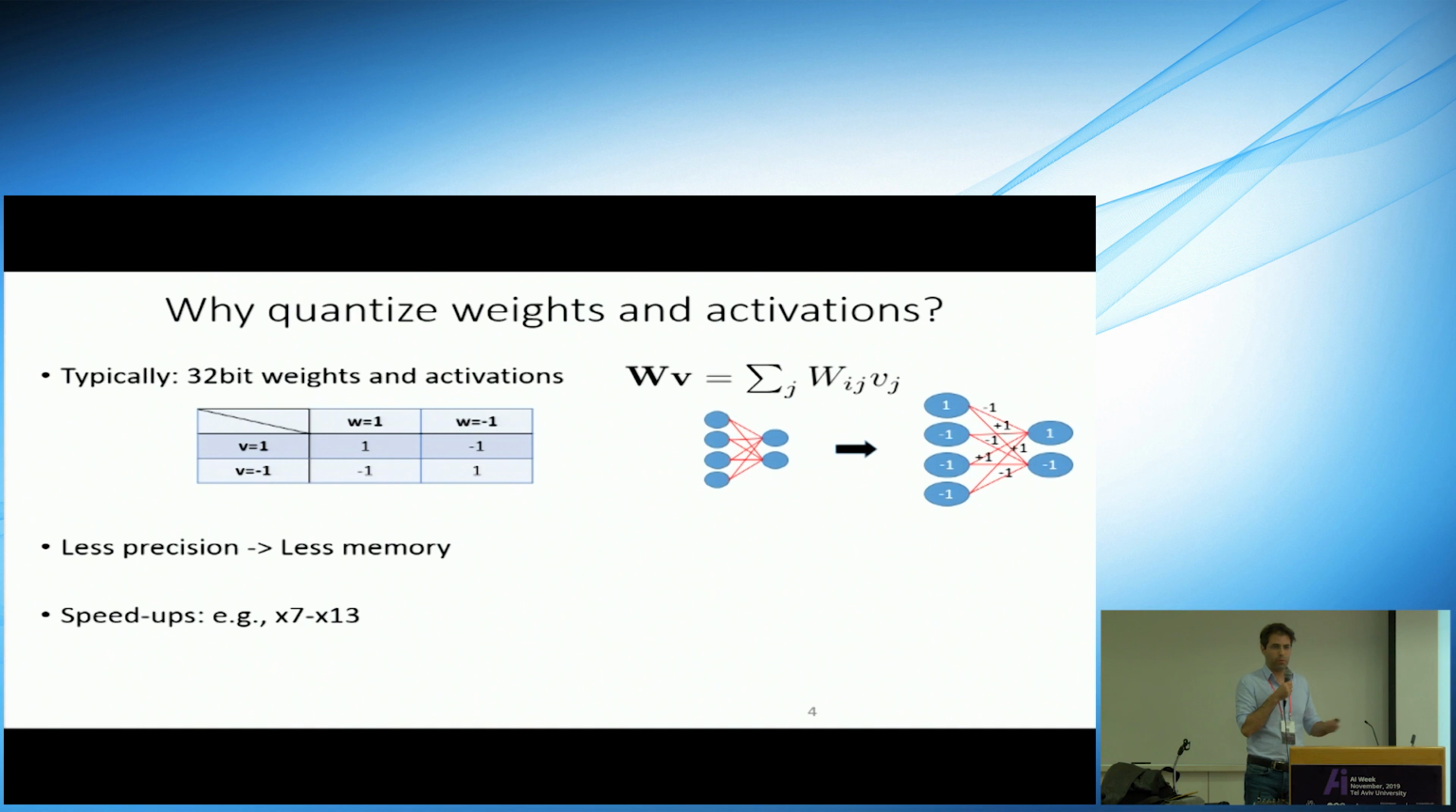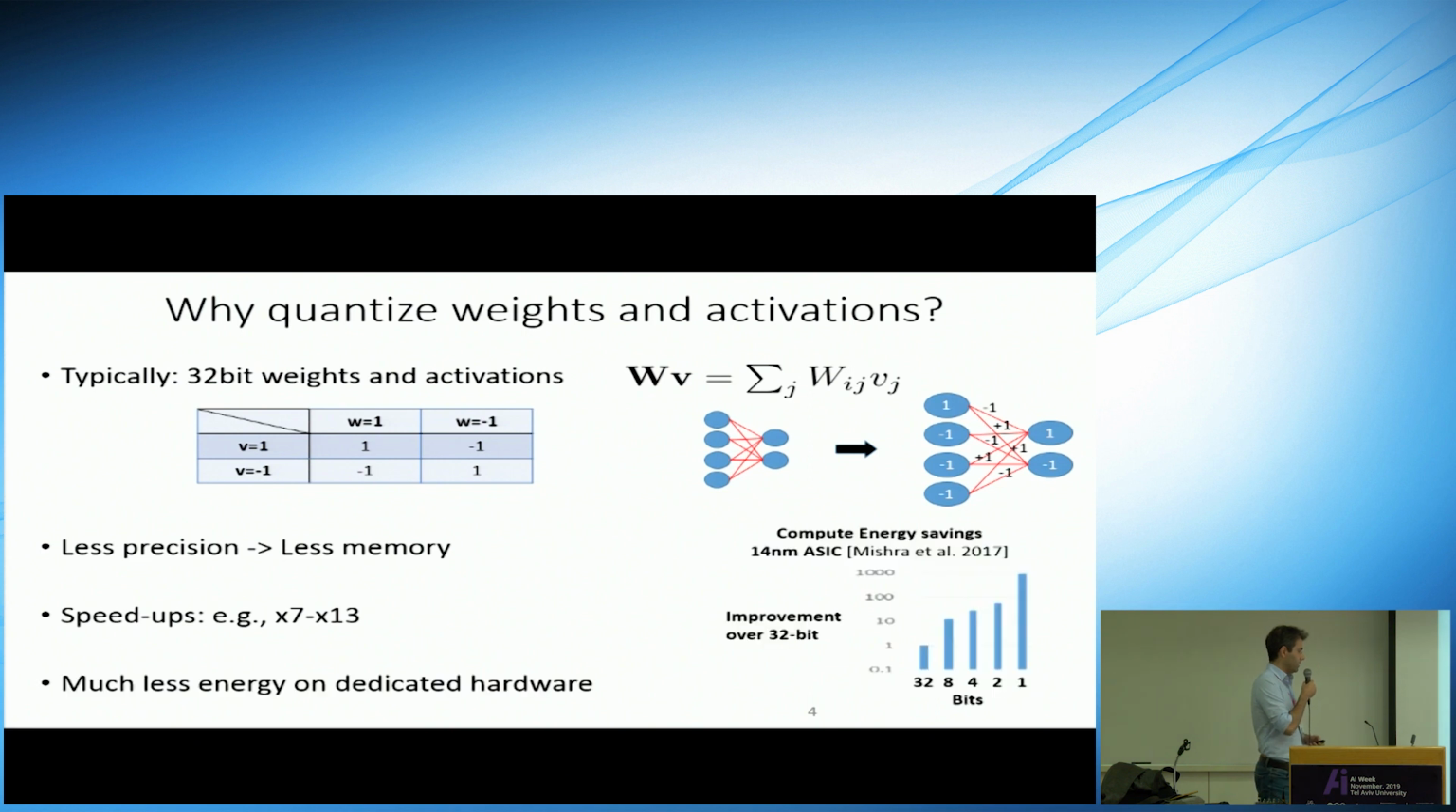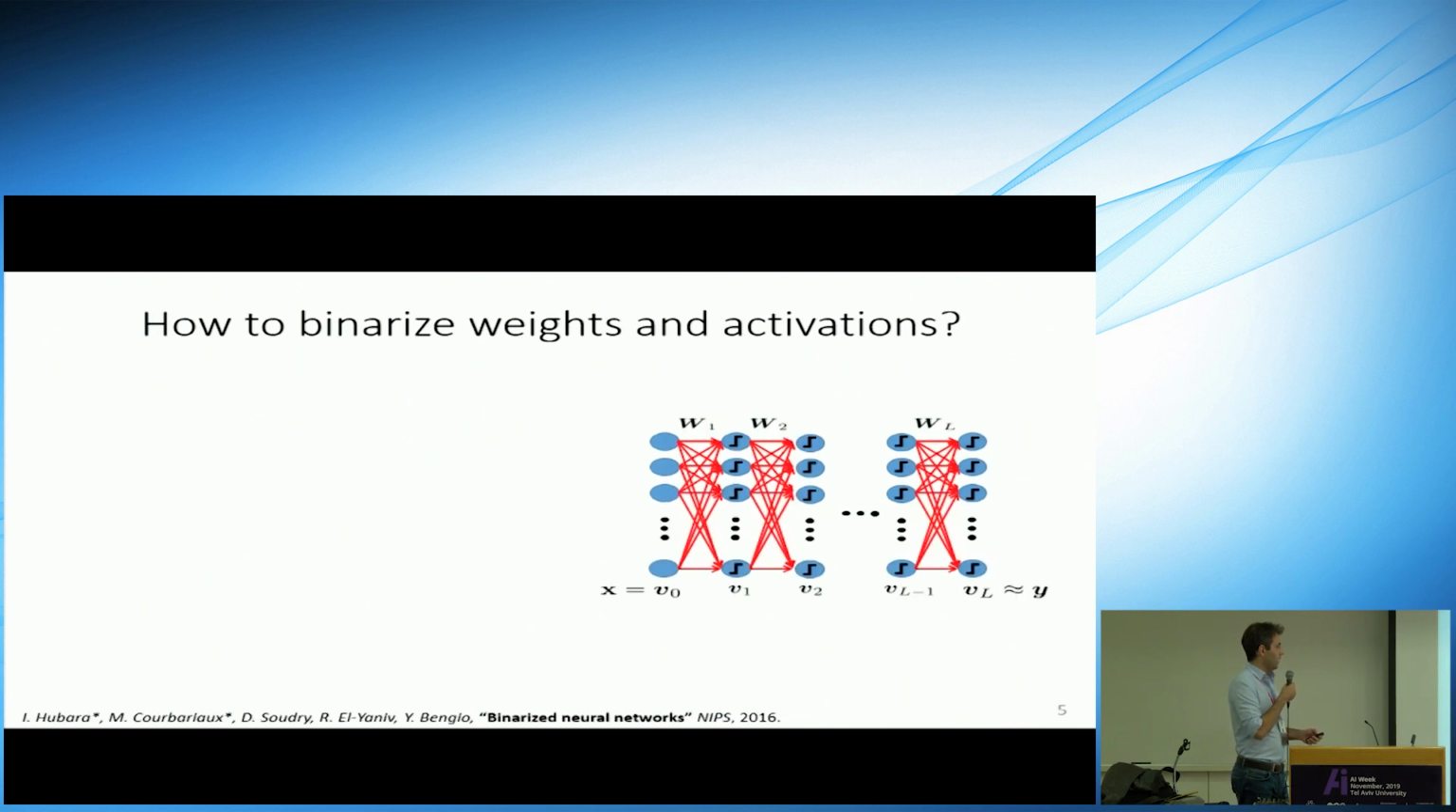This, for example, in GPUs, we found that we can redesign the kernels to get acceleration with binary weights and activations. And of course, the main advantage is you gain much better energy efficiency, going from 32-bit to 1-bit, for example, in this extreme, about 3 orders of magnitude if you design the hardware for this task, at least in the compute. Okay, and how do you binarize weights and activations?